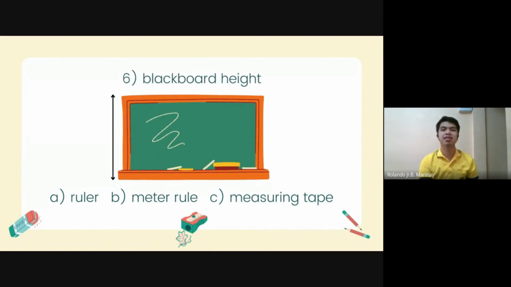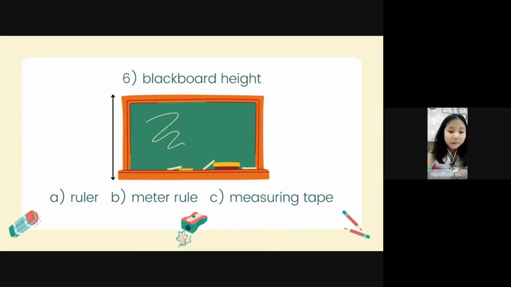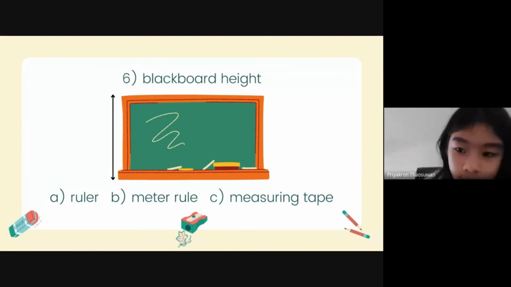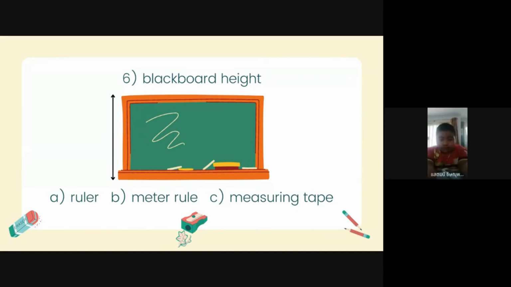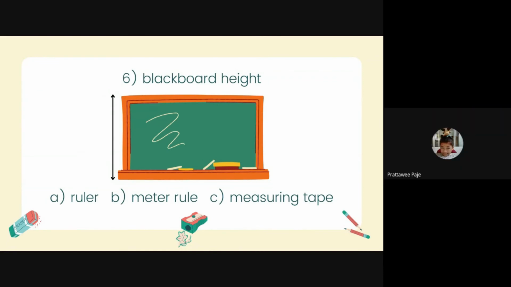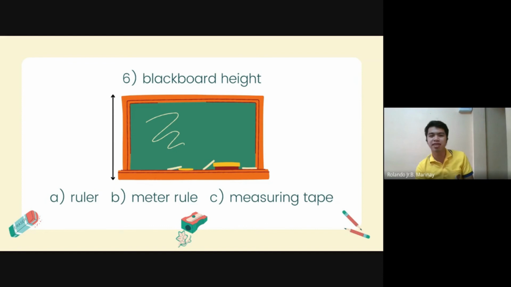Blackboard height. Is it A, ruler, B, meter rule, C, measuring tape? C. Okay, Rasa says C. Who else got the answer? Teacher, C. Okay, good job. Hadya, what's your answer? Teacher, C. Measuring tape. Okay, some of you say C.